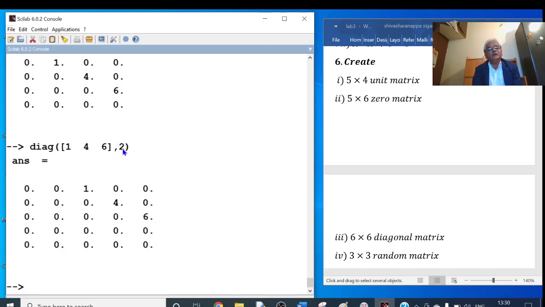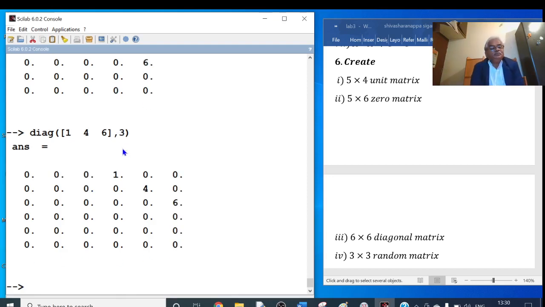This is my 2. Similarly, if I write 3 and enter, I am getting a 6 by 6 matrix here. This is the principal diagonal; above it, one line 0, second line 0, and on the third line I am getting 1 4 6. So whatever number we give here, these elements will be put on that line above the principal diagonal, and the corresponding size of matrix is created.